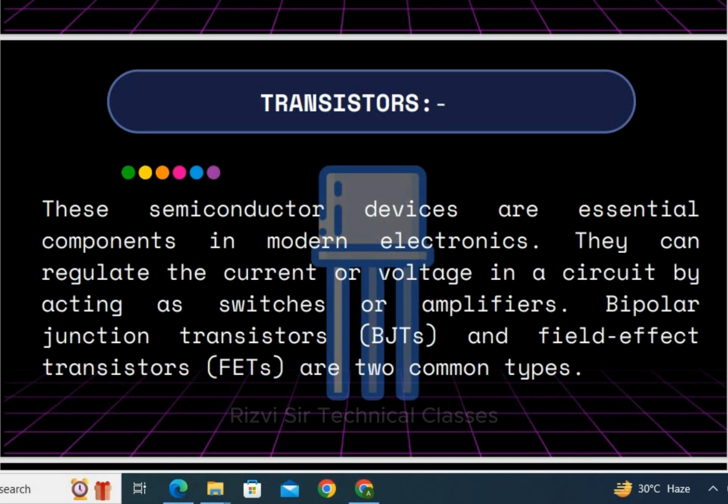Next is the transistor. What is a transistor? A transistor is a semiconductor device used to amplify or switch electronic signals and electrical power. It's a fundamental building block of modern electronics. Transistors come in various types like the bipolar junction transistor, also called BJT in short, and the field effect transistor, called FET. They enable control of the flow of current in a circuit and are crucial in applications such as amplifiers, digital logic circuits, radios, computers, and many more. There is a wide range of applications of transistors.